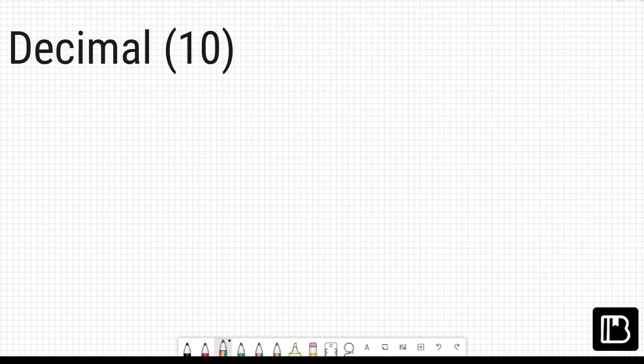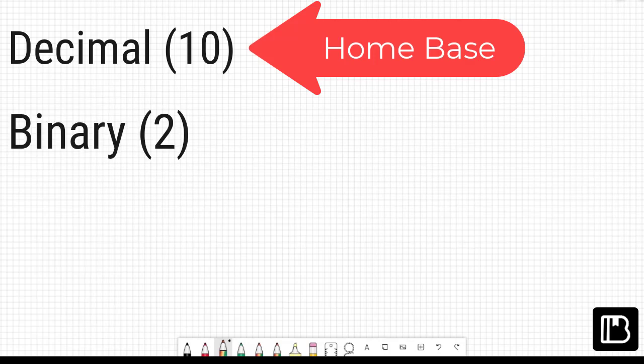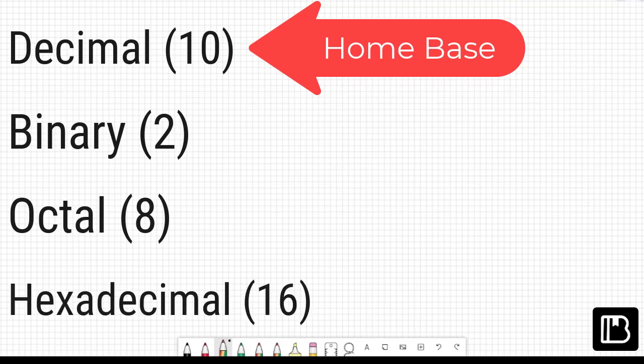We'll focus specifically in these courses on the bases decimal, which is going to be base 10, and we'll consider that our home base because that's what we most typically count in. We'll look at binary, which is base 2. We're going to look at octal, which is base 8. And we're going to look at hexadecimal, which is going to be base 16.